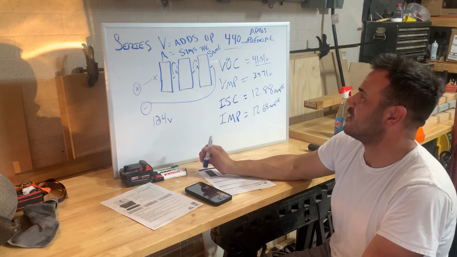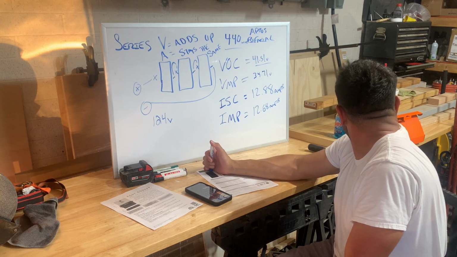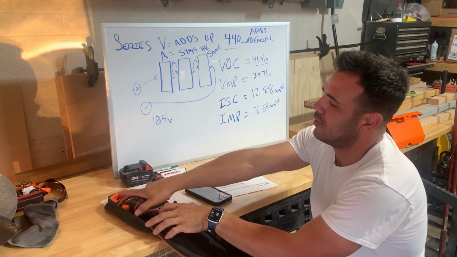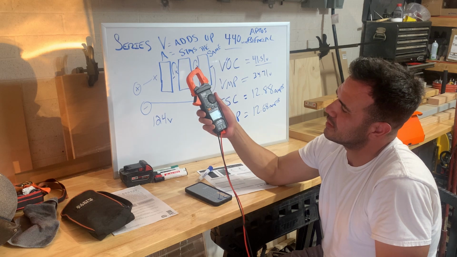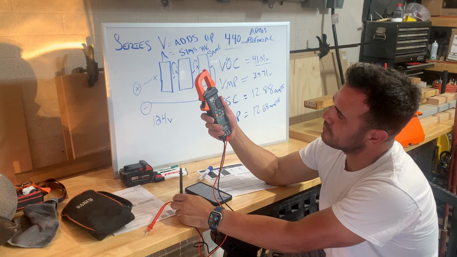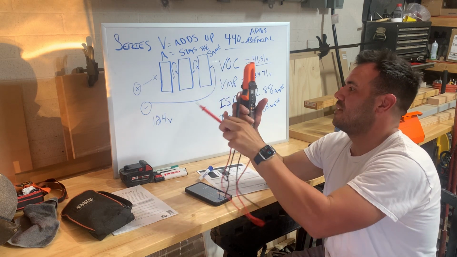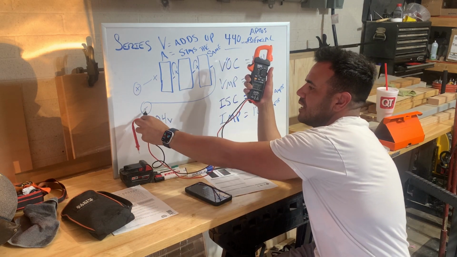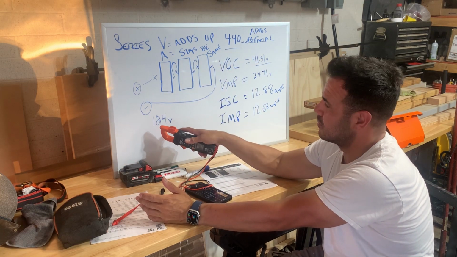When you're hooking up all your solar panels, you can use a voltmeter. Here's my voltmeter, and I recommend getting a good one, especially one that has DC capability, because some voltmeters only measure alternating current and some can do both. We hook up our positive lead to the end of one of the solar panel terminals and our negative lead to this terminal, and then our voltmeter should read around 124 volts.